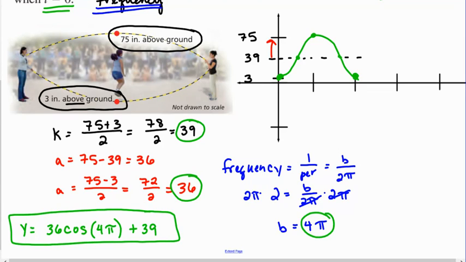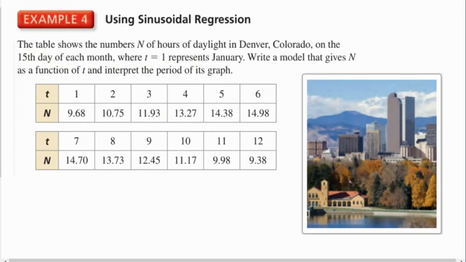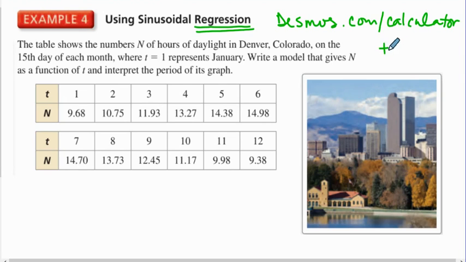Okay, let's look at our next example. Our next example, we want to use a sinusoidal regression. For this, I would actually pull out either a graphing calculator or I would go online and use desmos.com/calculator. Okay, and when you're in Desmos, there's a little plus button above where you type everything in. You can click on that plus button and choose to add a table.